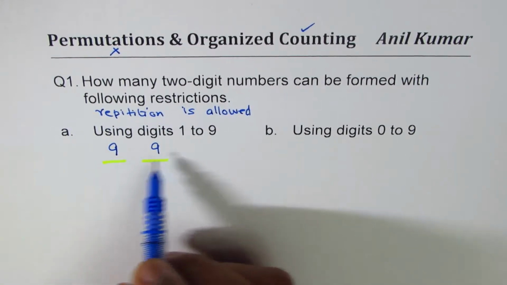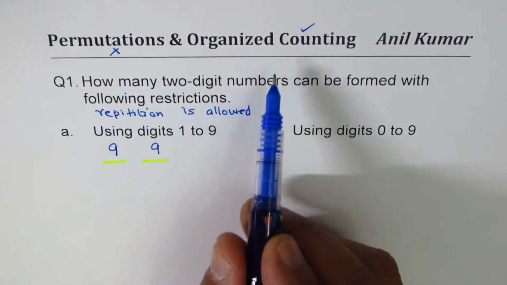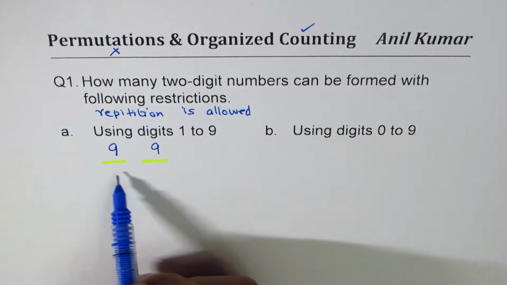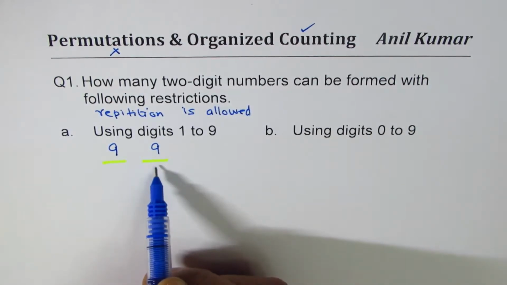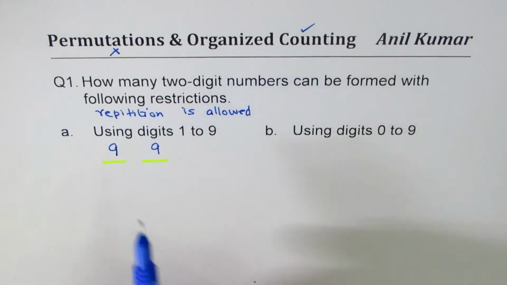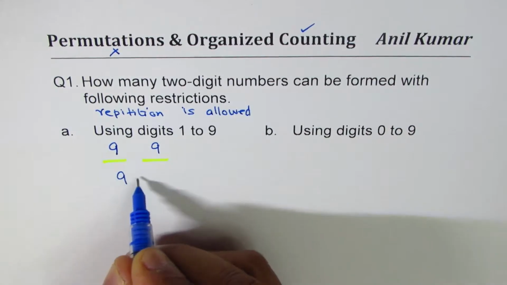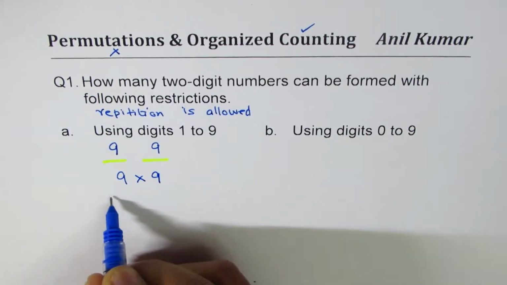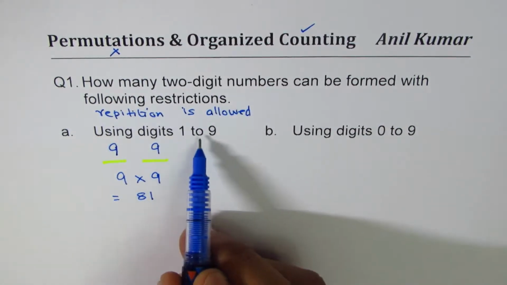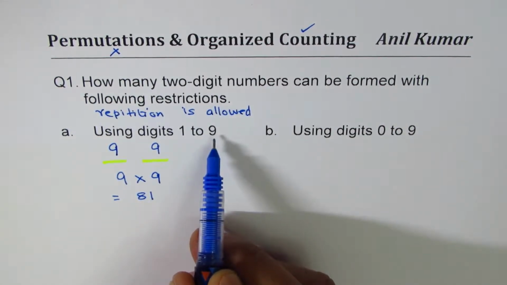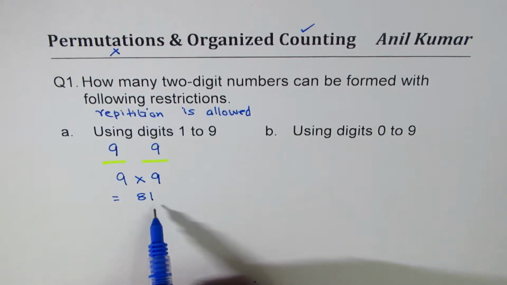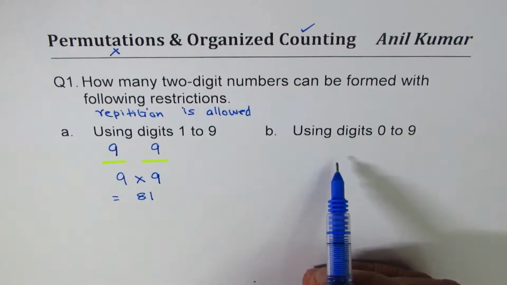Now, that means we'll use the counting principles. There are 9 ways to fill in tens place. There are 9 ways to fill in ones place. So the total number of possibilities, or when you count them, will be 9 times 9, which is 81, correct? So using 1 to 9 digits, we get 81 numbers. Perfect. Let's do the next one.